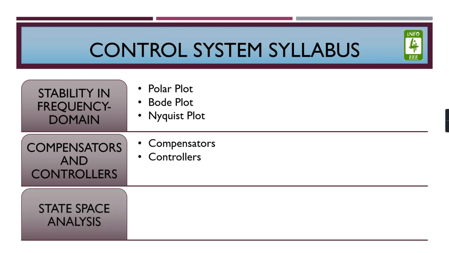And the last section of the control system syllabus is state space analysis. I think for me it was the most important because it was very scoring. I found it the easiest during my preparation time. The topics we are going to cover in this section are state space model and state transition matrix.